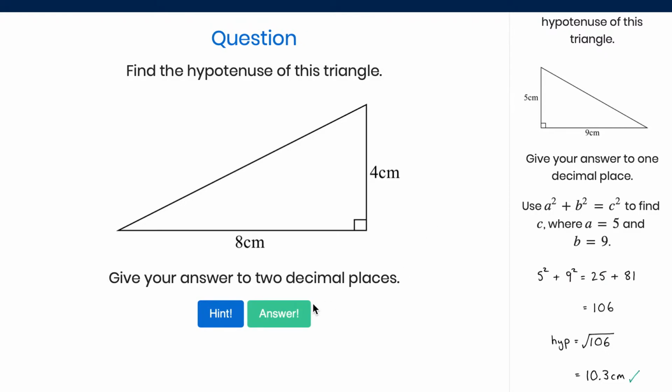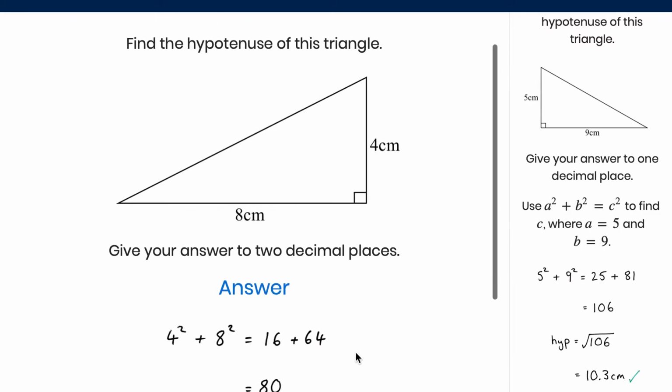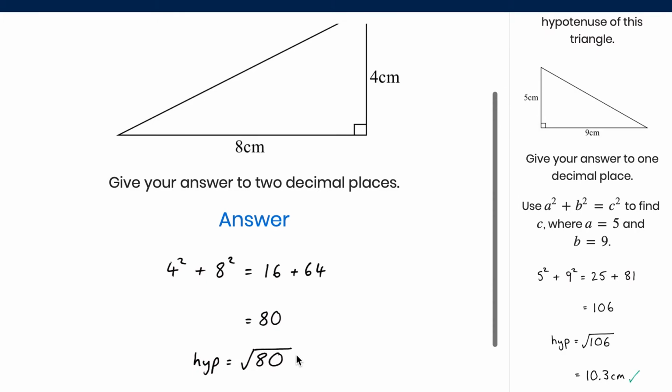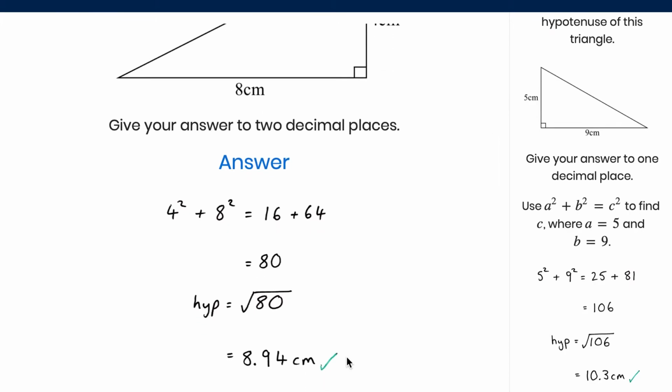Now, in this example, a is equal to 4 and b is equal to 8. So a squared plus b squared is equal to 4 squared plus 8 squared, which is 16 plus 64, because 4 squared is 16 and 8 squared is 64. Adding these two together, you get 16 plus 64 is 80, which is our c squared. And so c, or the hypotenuse, is the square root of 80, which when entered into a calculator comes to 8.94 centimeters, correct to two decimal places.